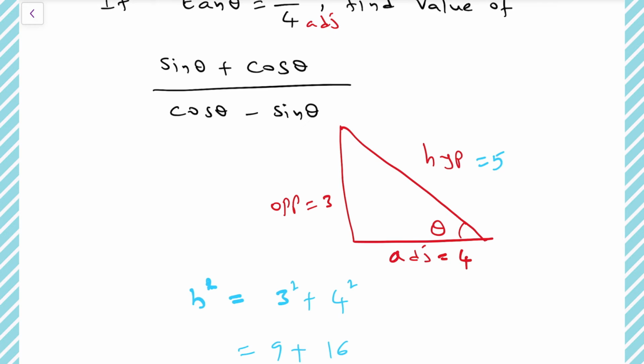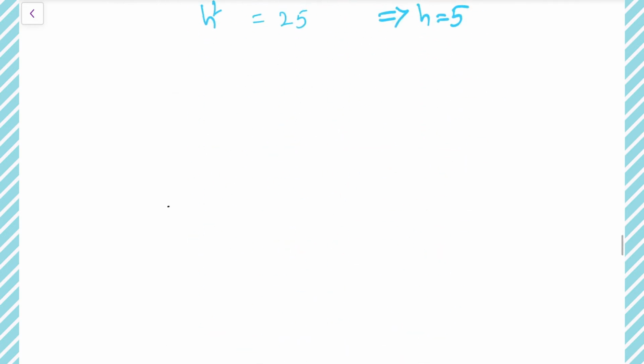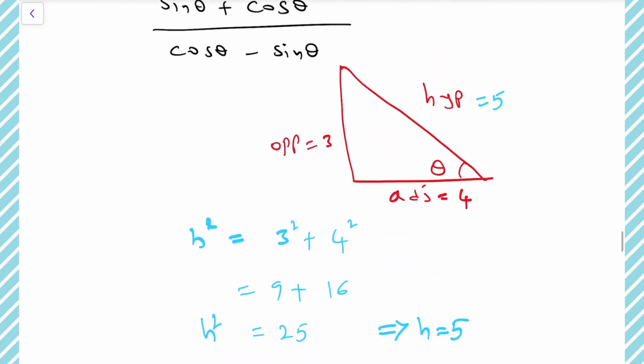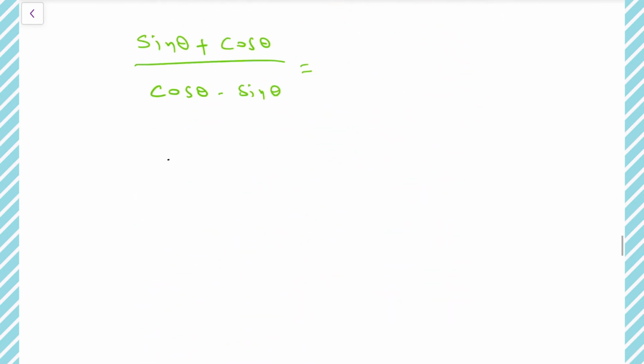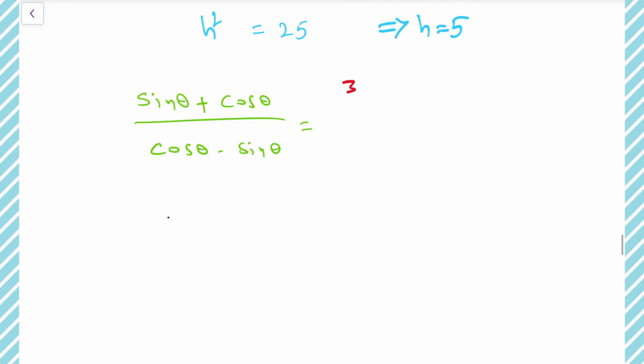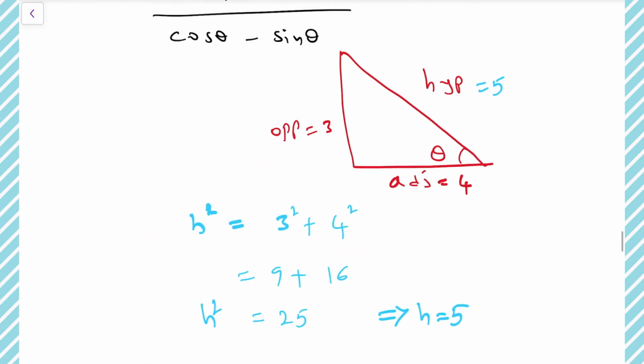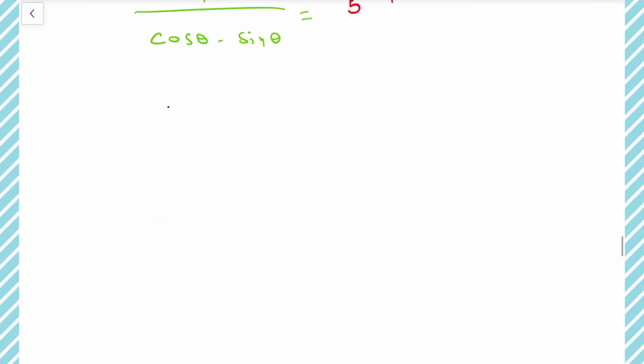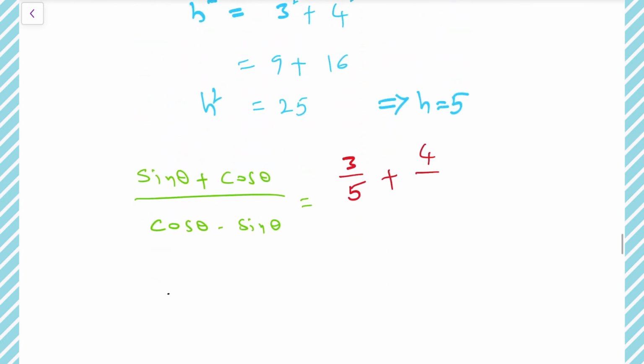Let us find out the value of sin theta plus cos theta divided by cos theta minus sin theta. So we need to find out this. First, what is the sin theta value? Sin is opposite by hypotenuse, 3 by 5. 3 by 5 plus cos theta, adjacent by hypotenuse, 4 by 5. 4 by 5 whole divided by cos theta 4 by 5 minus sin theta 3 by 5.